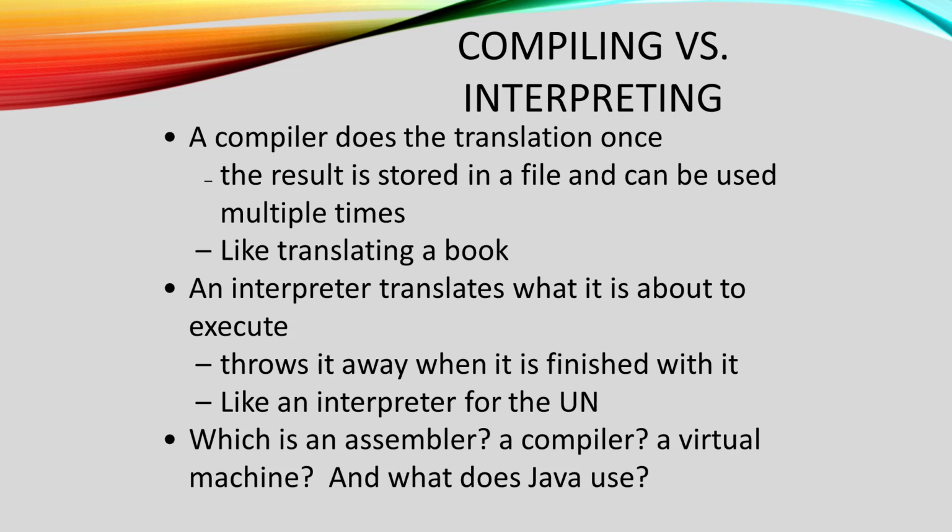In all of this, we've been talking about translating things from one language to another, but that's actually done two different ways. A compiler does the translation once, writes the results to a file, and that file can be used multiple times. This is like translating a book into a new language. With this definition, both compilers and assemblers compile code.